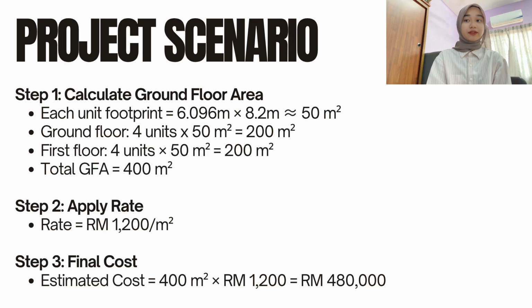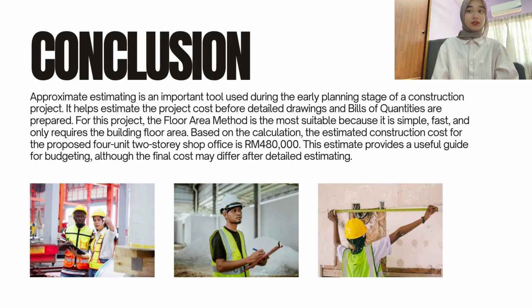Next step is apply rate. The rate is RM1200 per square meter. And the last step is estimate cost: 400 square meters times 1200 ringgit Malaysia, so equals RM480,000. The conclusion is approximate estimating is an important tool used during the early planning stage of construction projects.